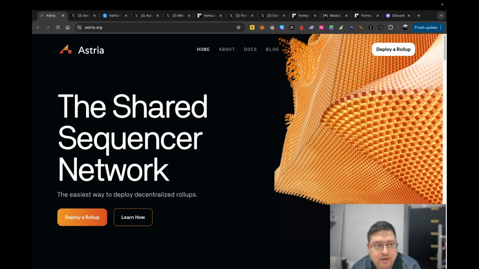Today I want to talk about Astria. It's a project in the modular space. It's actually using Celestia technology. Recently they've had a new project launched using their technology, and there are some actionables.